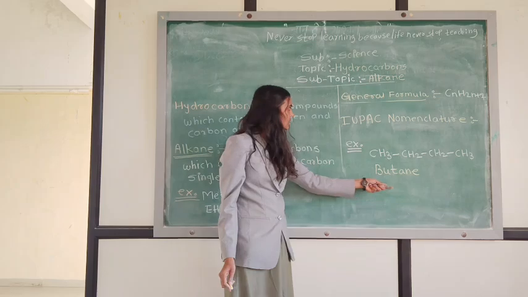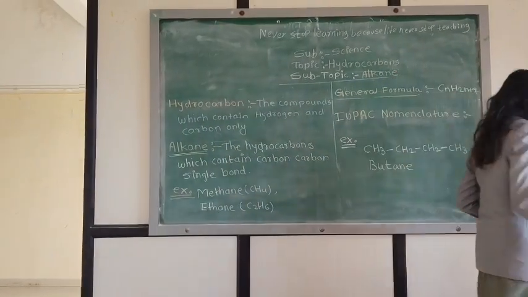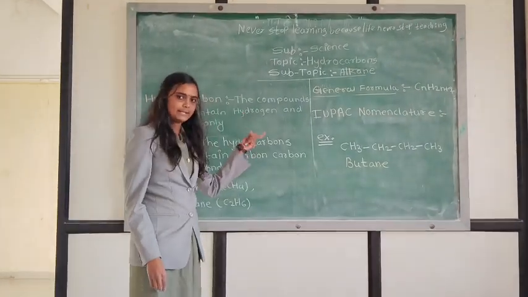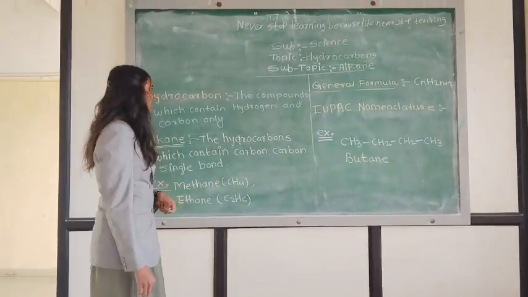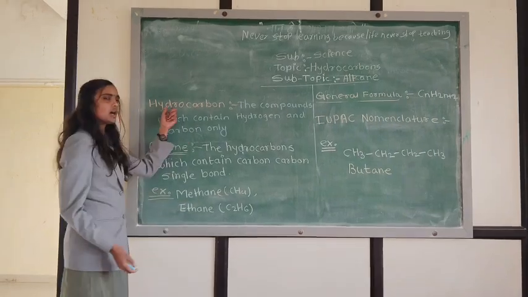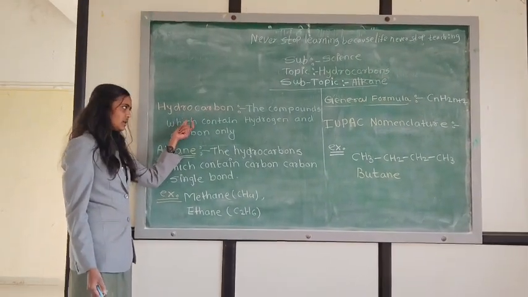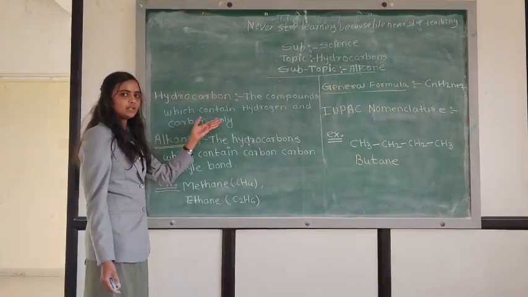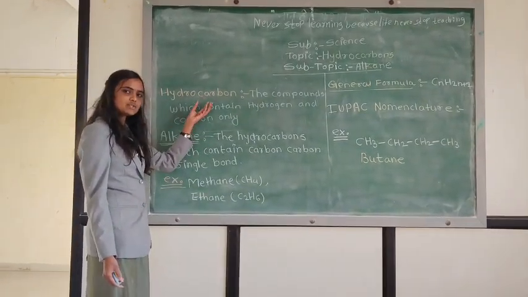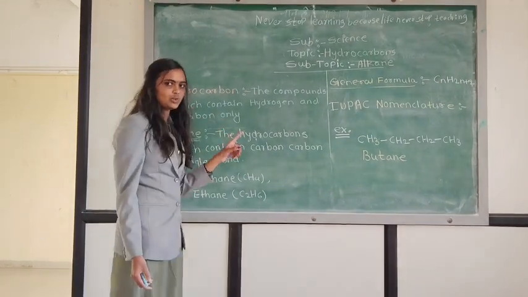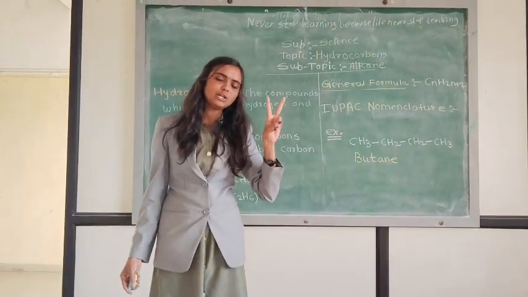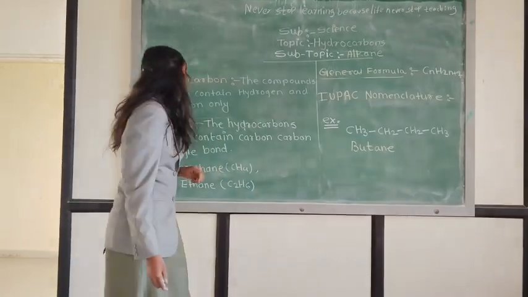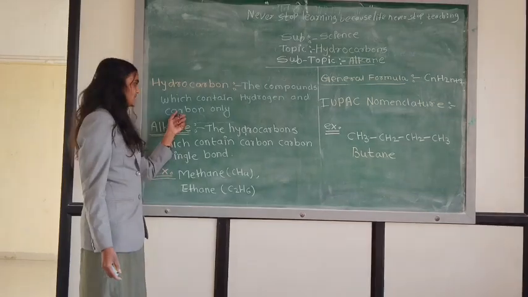Okay, have you understood? Now we are going to take a recap of what we have learned today. We have learned about hydrocarbons. So what is meant by hydrocarbon? Hydrocarbons are the compounds which contain hydrogen and carbon only. These are the organic compounds which contain only hydrogen and carbon. Only two elements are present there. No oxygen, nitrogen. Only hydrogen and carbon is present there.